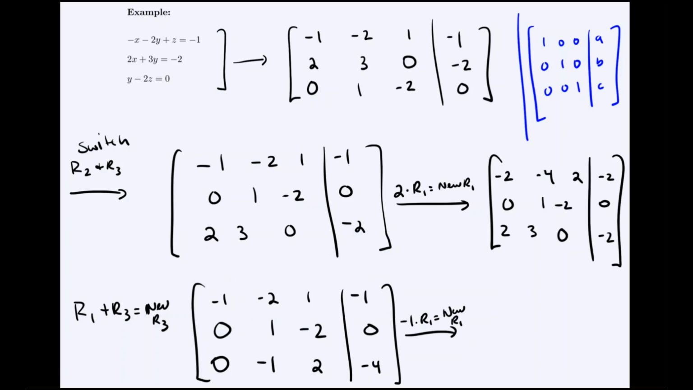Definitely recommend writing down these reminders to yourself so that we can describe what we're doing before we work through it. So -1 times -1 is +1. -1 times -2 is +2. -1 times 1 is -1. -1 times -1 is +1. The other rows remain the same.